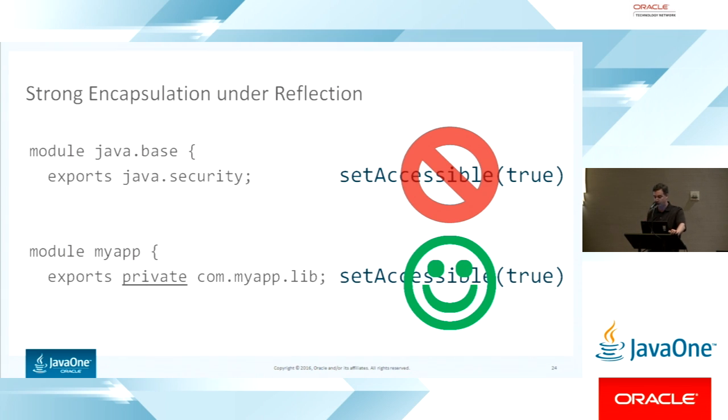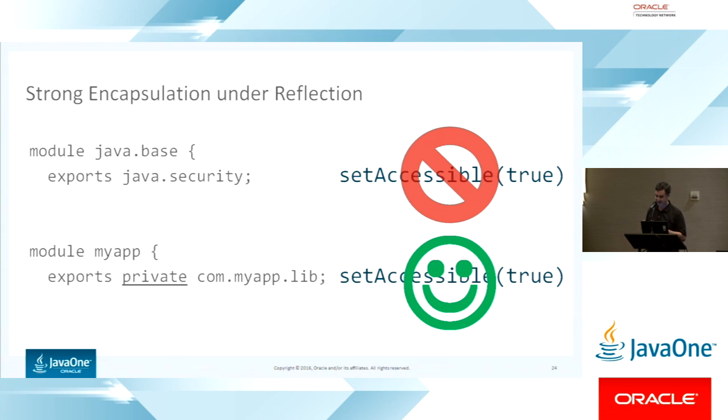If the author of the module really wants to allow access to non-public elements via reflection, this can be expressed with exports privates. And that then allows reflection to work as it did in JDK 8. Private members of public types can be accessed, and public members of non-public types. We don't officially call it weak encapsulation, but you can think of it that way.